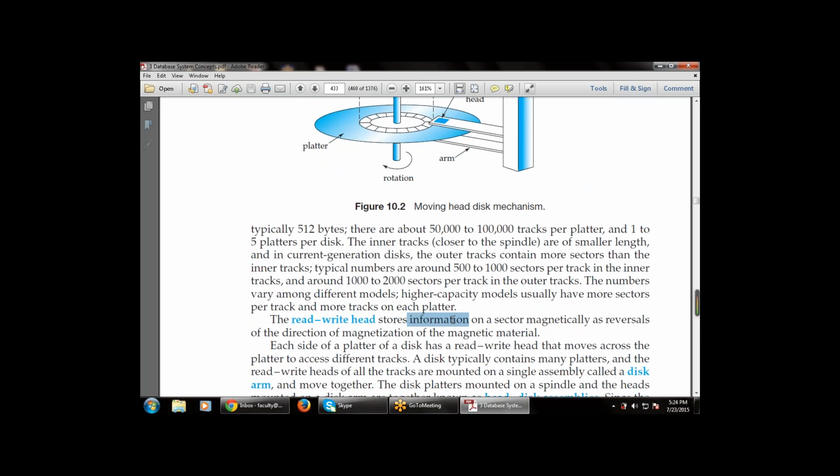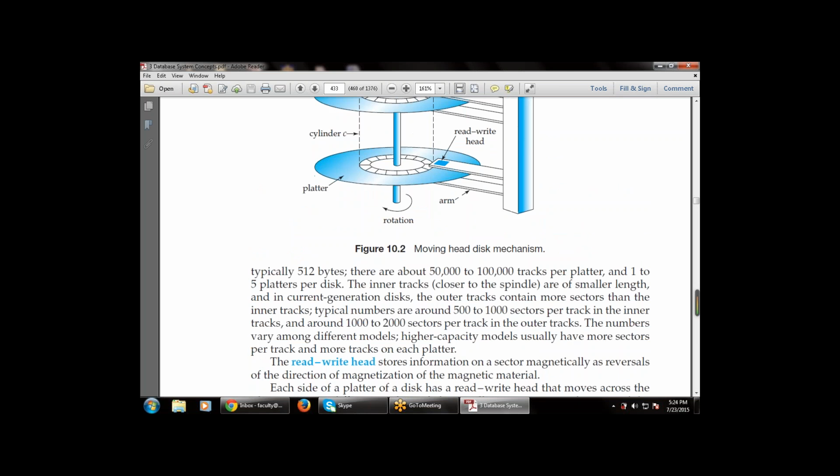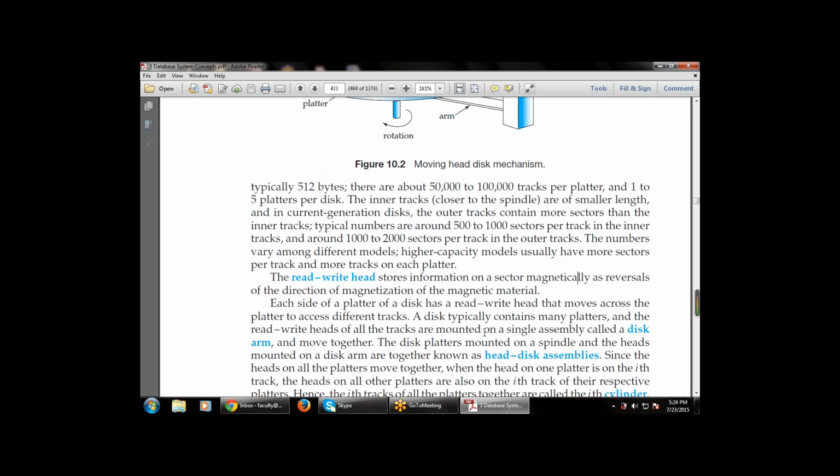The read write head stores information on a sector magnetically as reversal of the direction of the magnetization of the magnetic material. That is how it is represented in a magnetic view. Each side of the platter of a disk has a read-write head. So every side of the platter, the opposite or reverse side, has a read-write head, and we can read and write data on both sides of the platter with the different tracks.